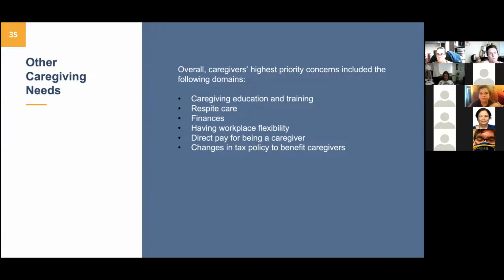Finances are limited often. Having flexibility in the workplace so that they continue to work and get that paycheck and support their families is key. Direct pay for being a caregiver was also something. And these are focus groups for more than 95 individuals who, in very different roles, were providing their thoughts on what they needed. And then changes in tax policy to benefit caregivers.